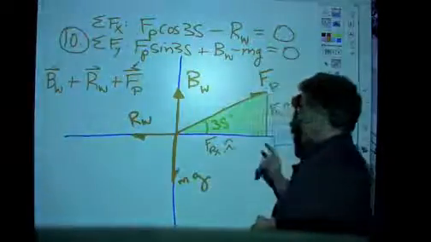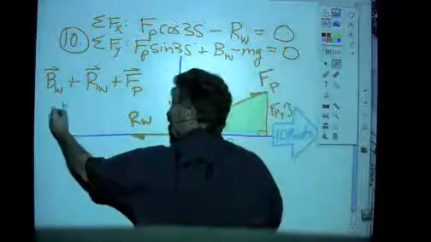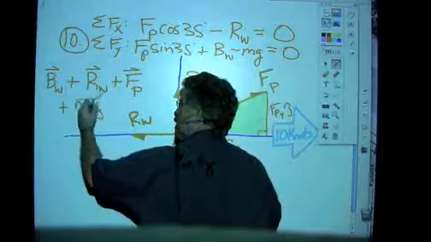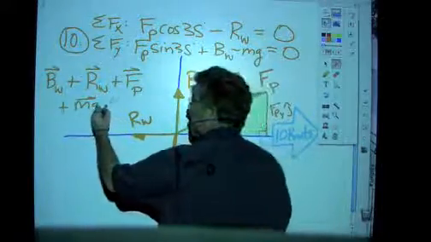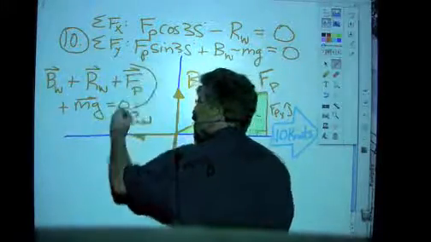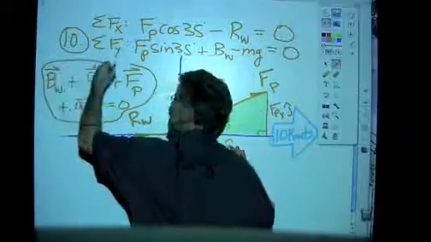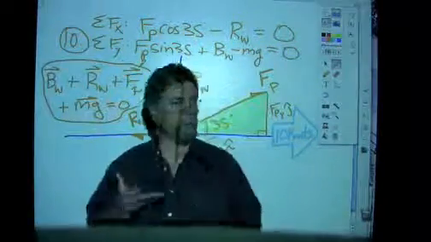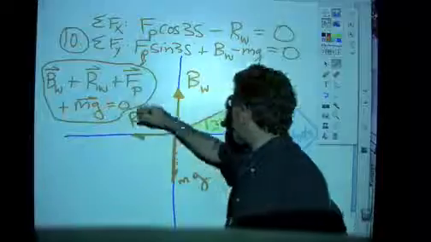And there's FP, and then I got one more, and that's mg. So plus mg. So all of these, I emphasize, are going to all equal 0, no resultants. Normally I'd put an equals R, right? But I know there is no resultant. So there's my 4 forces.